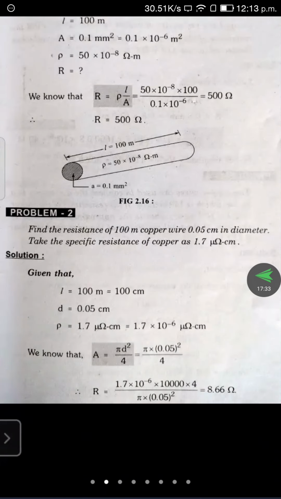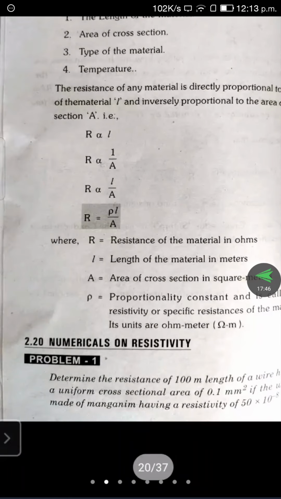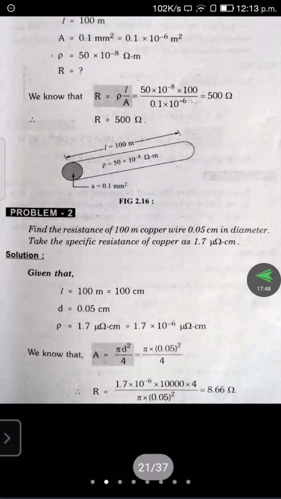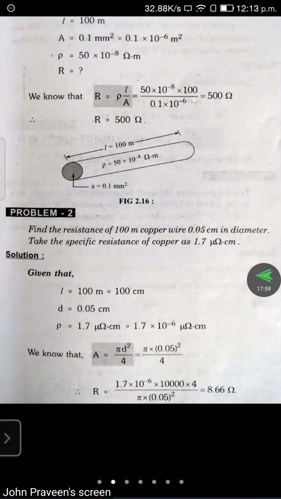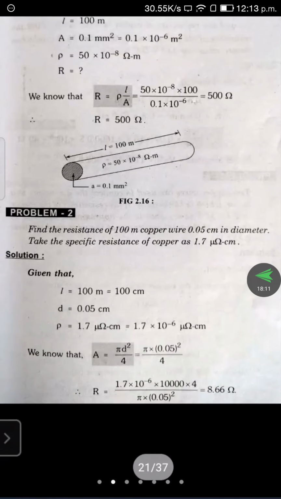For example, you can see the second problem. Find the resistance of a 100 meters copper wire, 0.05 centimeters in diameter. In the previous problem the cross section area was directly mentioned, but in this problem the diameter is mentioned instead of the cross section area. Take the specific resistance of copper as 1.7 micro ohms per centimeter. Micro is 10 to the power of minus 6, milli is 10 to the power of minus 3.